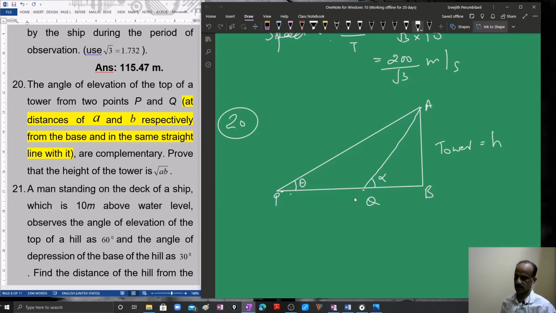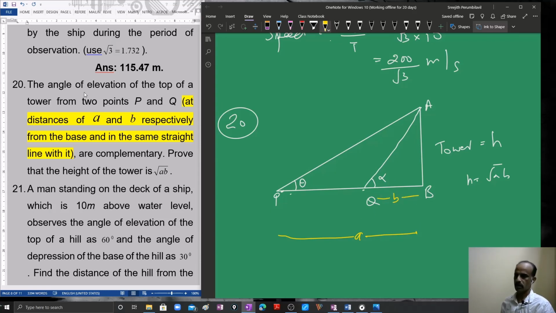AB be the tower of height h. Prove that height h is equal to root AB. What are A and B? Now let us talk about that. At a distance of A and B respectively from the base, the angle of elevation of the top of a tower from 2 points. At a distance A and small b respectively from the base, so this distance is actually A and this distance is actually B.